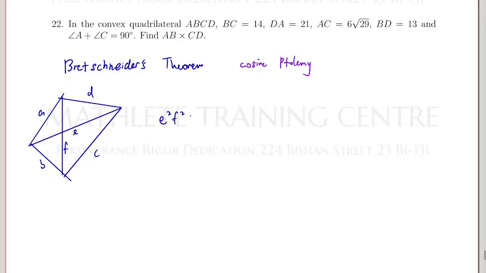E squared F squared equals AC squared plus BD squared minus 2ABCD, and then cosine of, let me see, which angle? It doesn't matter because cosine of this plus this and cosine of this plus this is the same thing. Right? So just cosine of one of them, doesn't matter. Let's call it A plus C. This is what it looks like. The Bretschneider's formula, aka cosine Ptolemy.